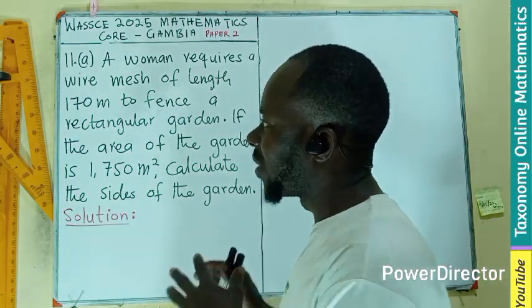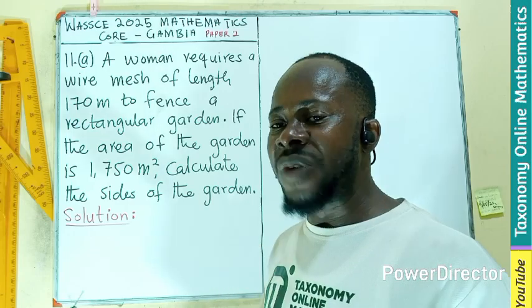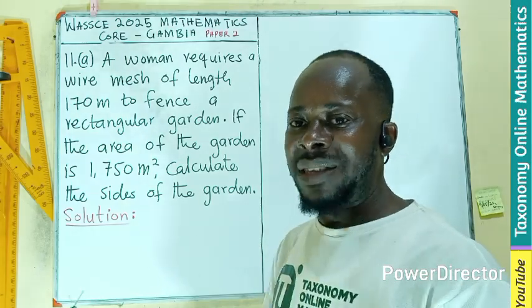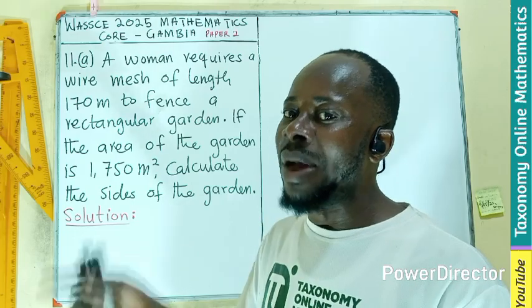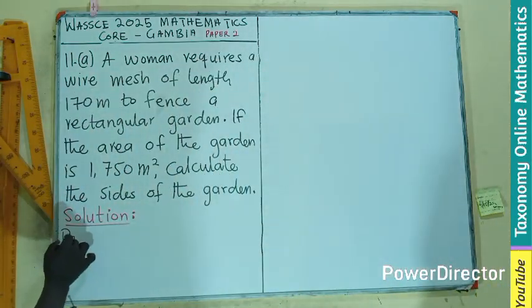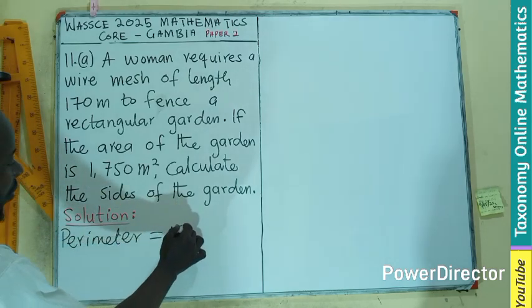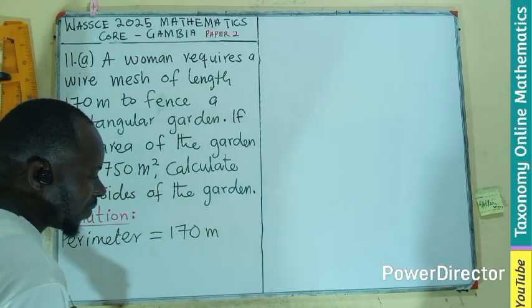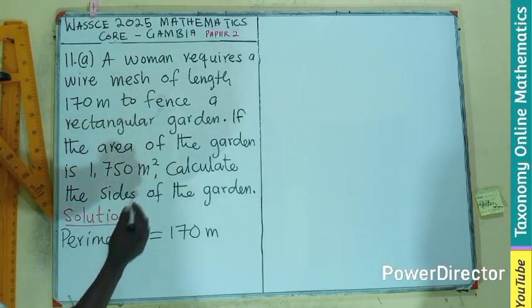Then what is the 170 standing in for? It is to fence. If you are to fence it, it means that the length must start from one corner and come back to the same place. That is referring to what? The perimeter of the garden. So here we can say that the perimeter of the garden is 170 meters. What is the connection with the perimeter of a rectangular garden?